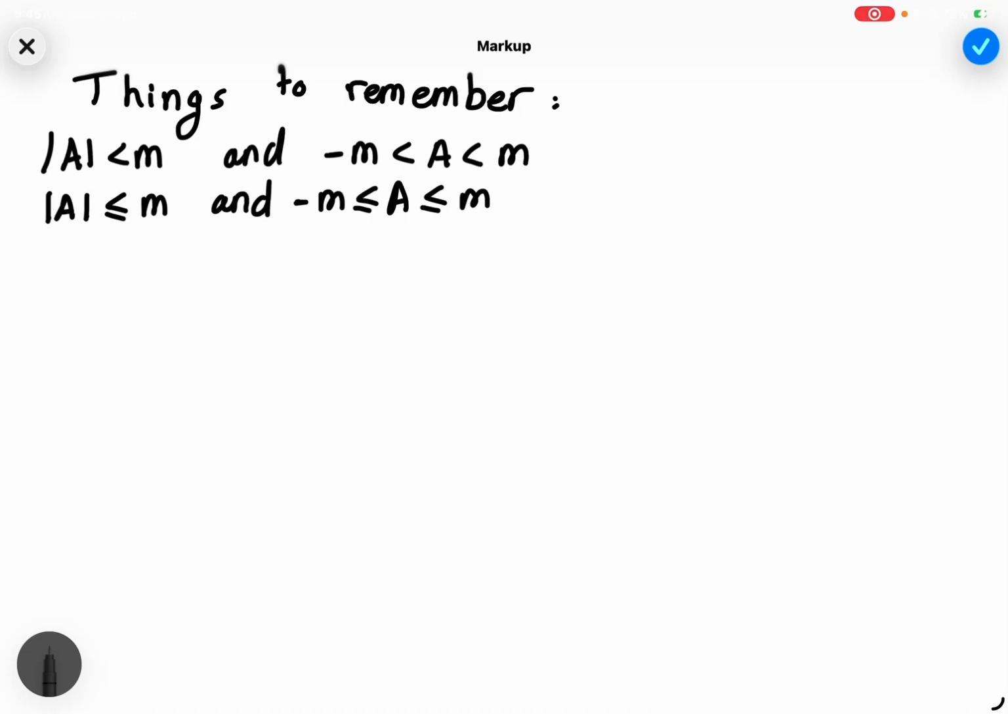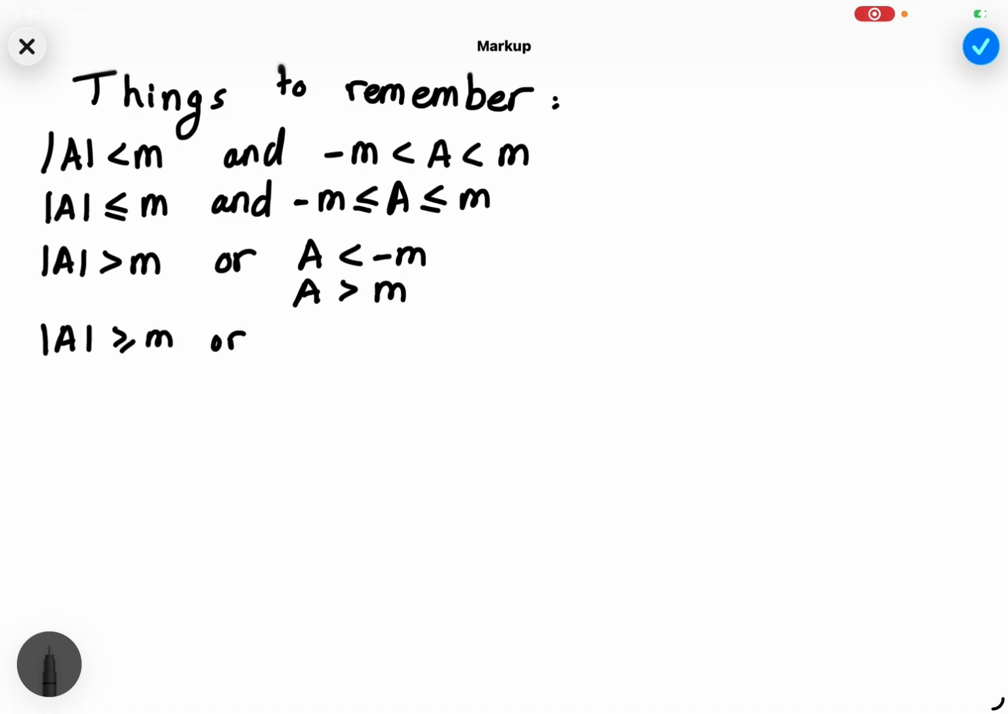Okay. But when the absolute value of A is greater than M, the answer is "or". Meaning A is less than negative M, or A is greater than positive M. And the same as for the absolute value of A is greater than or equal to M: it's also "or". A is greater than or equal to M, or A is less than or equal to negative M.